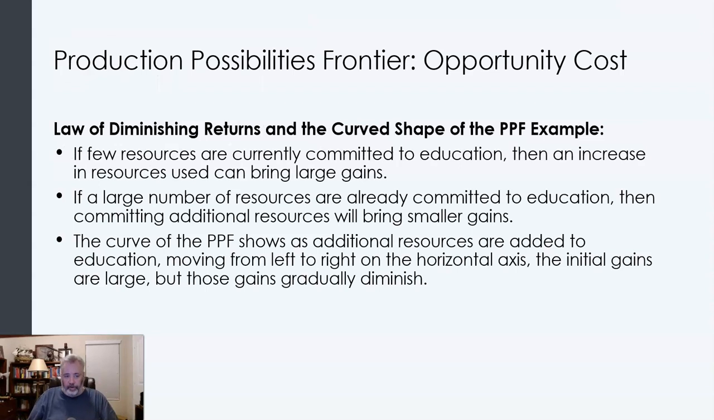If you've already got a large number of resources committed to education, at some point increasing the amount of resources you put towards education isn't giving you the same return as you got previously. This is true of any investment, by the way. And that's really what we're talking about, right? We're just investing society's resources, but it's very much like an investment. So that curve, that concave to the origin, that shape of your production possibility curve that's bowed out, right? That suggests that as additional resources are added to education, which is moving left to right on that horizontal axis, the initial gains are large, but they start to diminish.